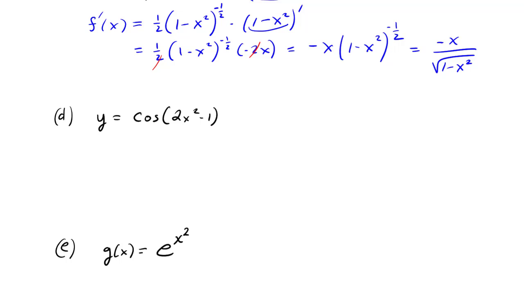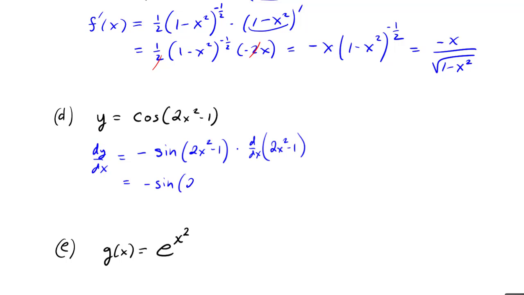If I'm going to take the derivative, now let me go to the other notation, dy dx, I'm really taking the derivative of cosine of something. Well, that should give me minus sine of something. So I get minus sine of 2x squared minus 1, and then I have to go inside and take the derivative of what was inside, 2x squared minus 1. The derivative of 2x squared minus 1 is 4x. So I end up with minus 4x sine of 2x squared minus 1.